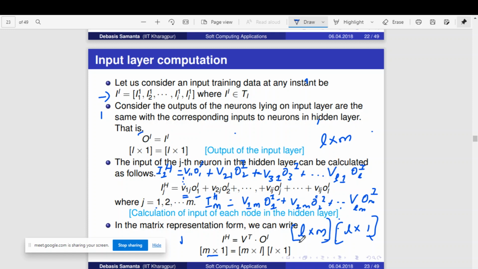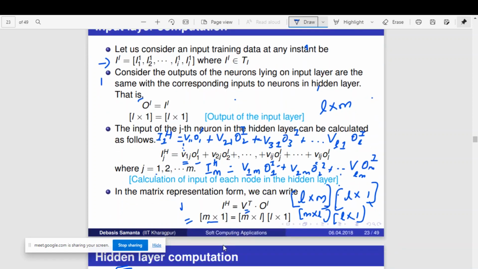Okay, so if you want to multiply, what should we do? Transpose. So that we are doing this transpose, I mean we are taking the transpose of this V vector, so it becomes m cross L. So we do L cross 1. Okay, so this is how we mathematically represent the computation of the input layer.